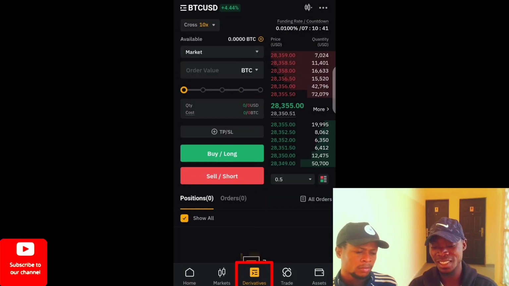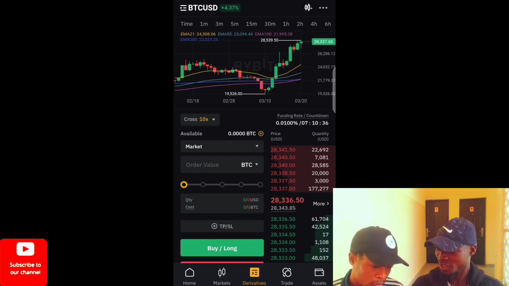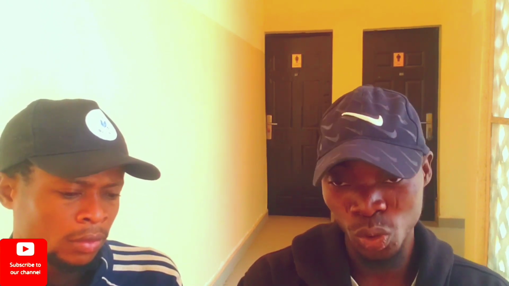Okay, let's say this is the chart right here. As you can see, the price is actually going up. You understand? So in trading, you are not predicting, you are reacting. When you start predicting in the market, you will lose. You don't predict the market, you react to it.